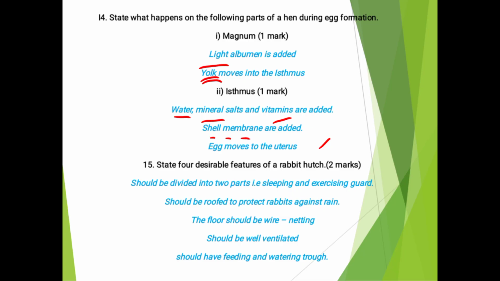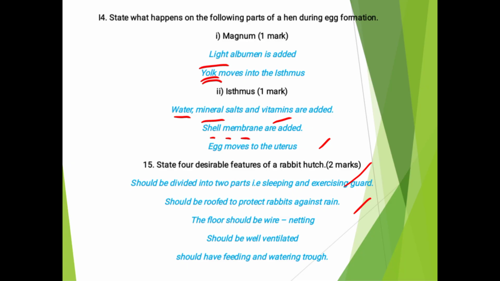A rabbit hutch is that structure or building where we keep rabbits. So number 1, it should be divided into 2 parts, that is the sleeping area and the exercising area. It should also be roofed so as to protect the rabbits against harsh environmental conditions.